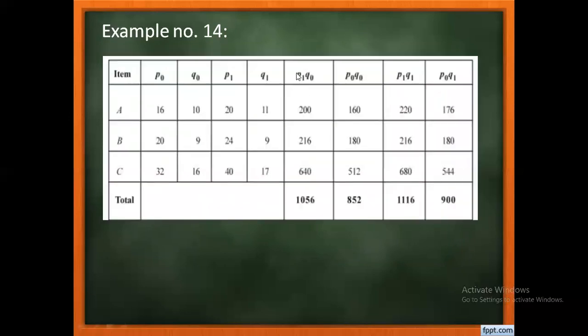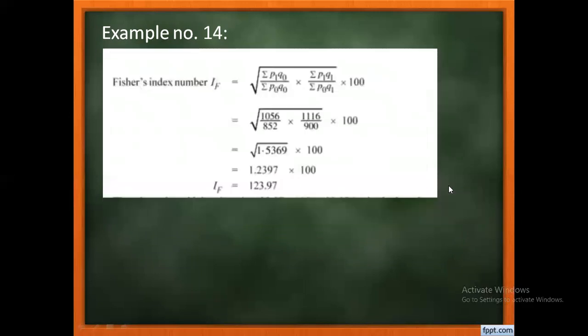Let's calculate. So first we require P1 Q0, P1 into Q0. The total of this is your sigma P1 Q0. Similarly, we require P0 Q0, P0 into Q0. Total of this is sigma P0 Q0. Similarly, P1 Q1, that is P1 into Q1. Total of this is your sigma P1 Q1. And similarly, P0 Q1, that is P0 into Q1. Total of this is your sigma P0 Q1. Put it into the formula.